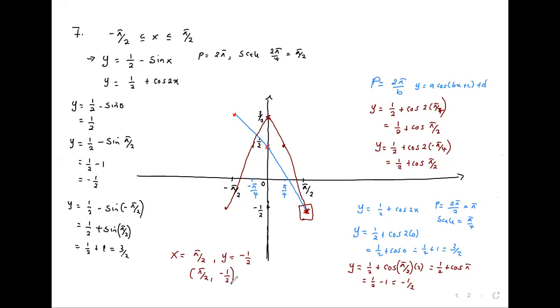But we can also solve to find this point because we need the other point here. So how do we solve? You equate these. Since they are all equal to y, they must equal themselves, meaning that they must be equal to each other. Half minus sine x is equal to half plus cos 2x.